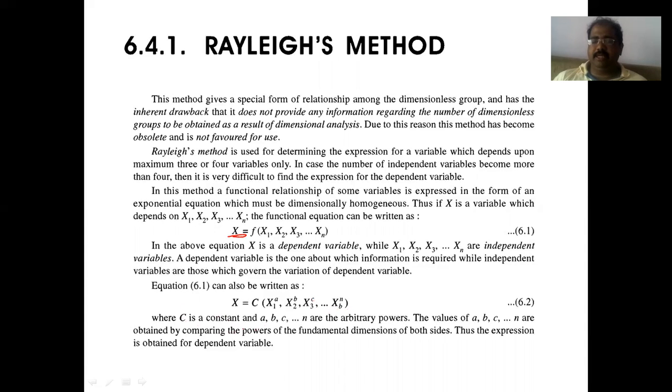C is the constant, and a, b, c are arbitrary powers, whose basic quantities are available in table number 6.1. There is one drawback of this method. It is not applicable for more than 4 or 5 powers, and it is not so convenient. So let's start this method.